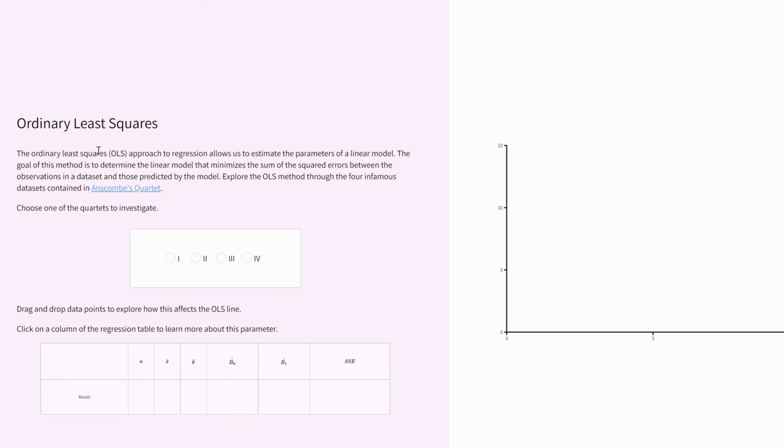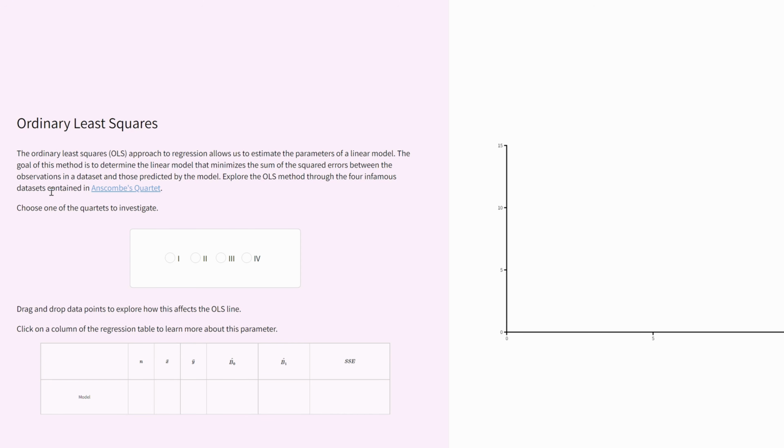All right. OLS, the ordinary least squares approach to regression, allows us to estimate the parameters of a linear model, right? So it's just a straight line through some data. The goal in this method is to determine the linear model that minimizes the sum of squared errors. So we have this penalty term, which is essentially we've got a line of best fit, and any deviation from that line, you get penalized twice as much, squared, as the distance, right?